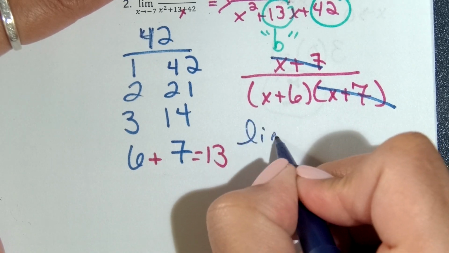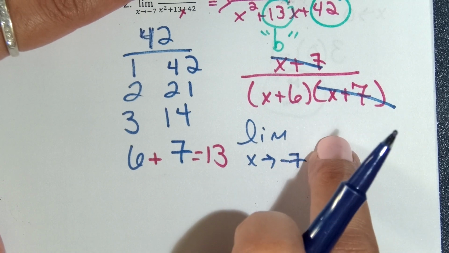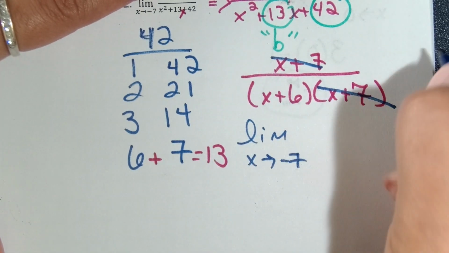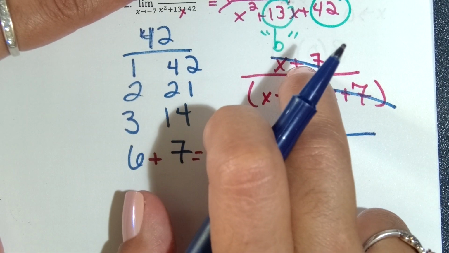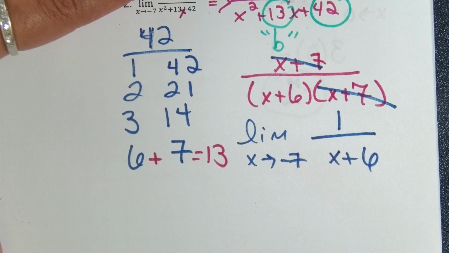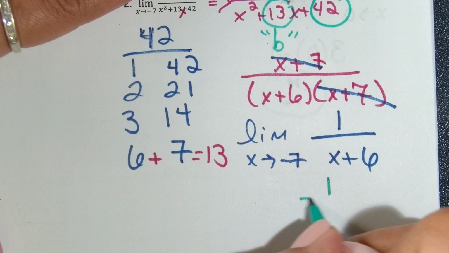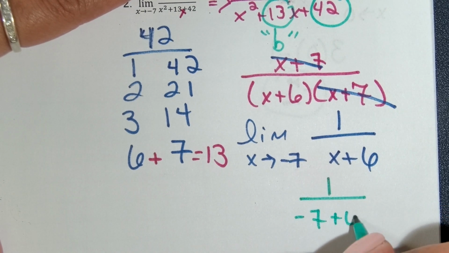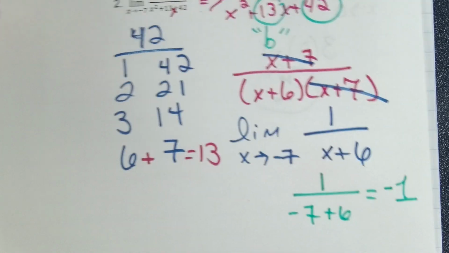So we have the limit as x approaches -7. What goes in the numerator? 1. Why does 1 go in the numerator? Because there's nothing there anymore. And now what do we do? Substitute in, evaluate. So we have 1 over -7 plus 6. And if I did my math correctly, that is -1.